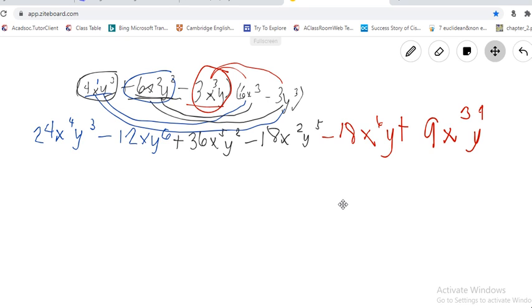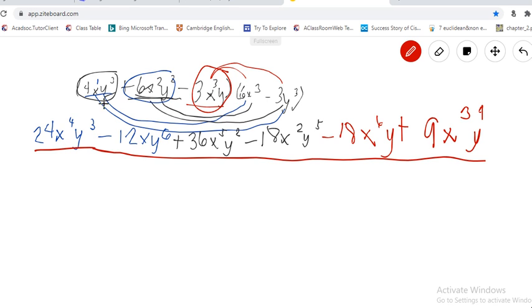So let us check if there are any like terms in here. So we have here x raised to 4 y cubed, x raised to 4, so there is none. And then negative 12xy raised to 6, so none also. So I think this is already the final answer. So this is our final answer.